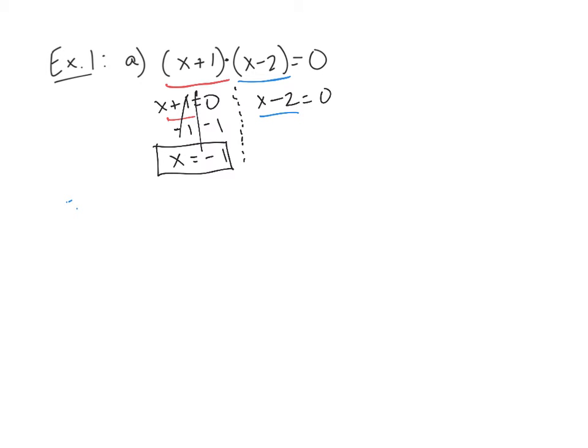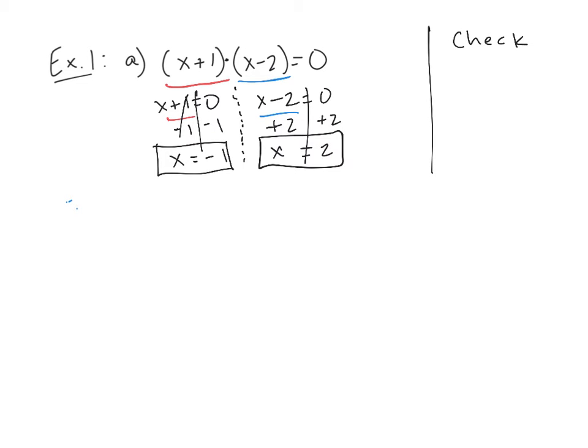And again, these mini equations aren't hard to solve. My second mini equation, the blue one, I have to undo a subtract 2, and I can undo subtract 2 by adding 2. And 0 plus 2 is 2, so x equals 2. So what I found out is that my two options to make 0 are x equals negative 1 and x equals 2.